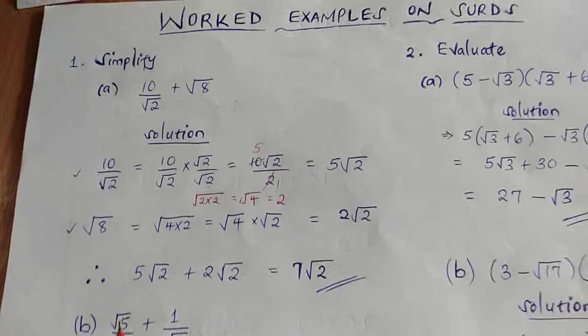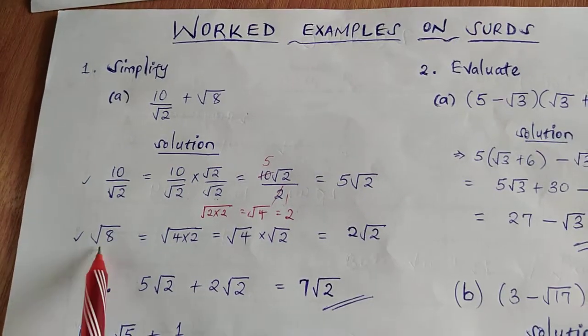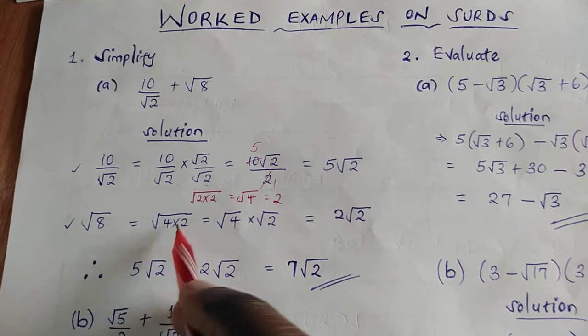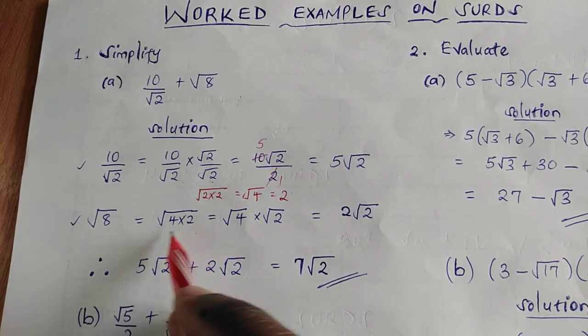Going on, we can go ahead and simplify the second part, which is root 8. Root 8 can be rewritten as the root of 4 multiplied by 8, because 4 multiplied by 8 is 8.